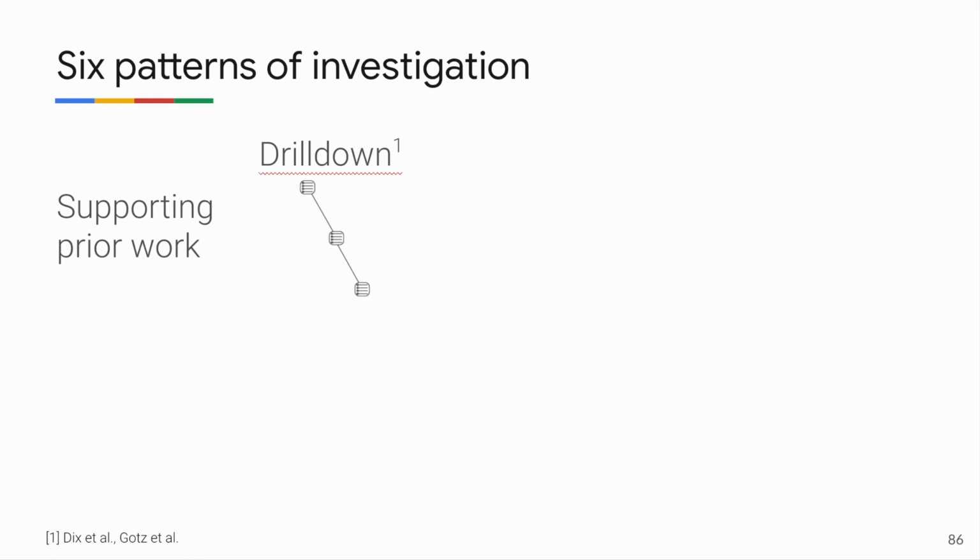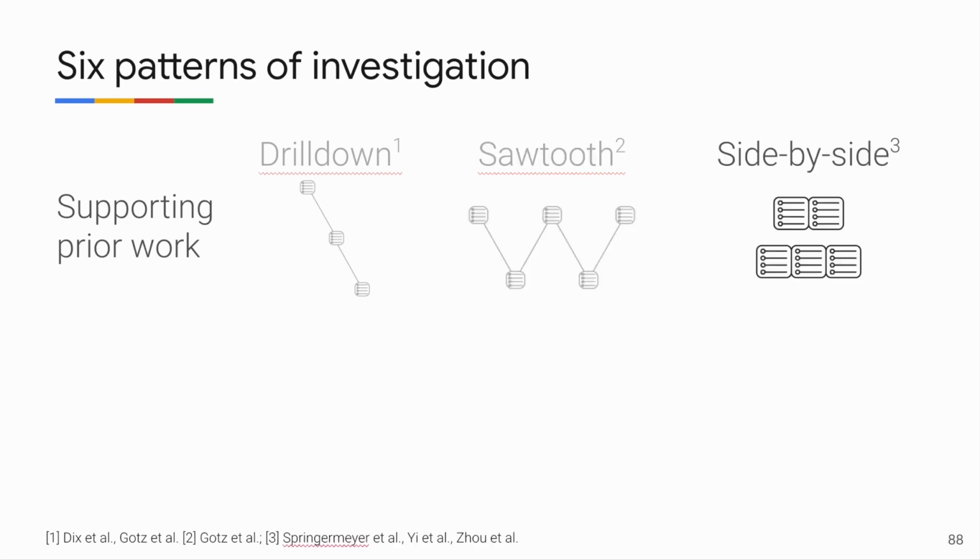The first was the drill down, a series of progressive filtering, restricting, or excluding data to narrow the investigation space. The second was what we called the sawtooth, a repeated adding or removal of either the same filter or progressing down a list of filters. The third was the side-by-side comparison, which is the same as the compare pattern found in prior work.